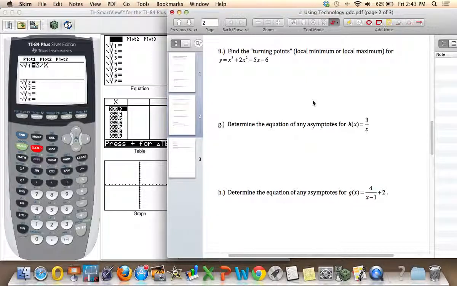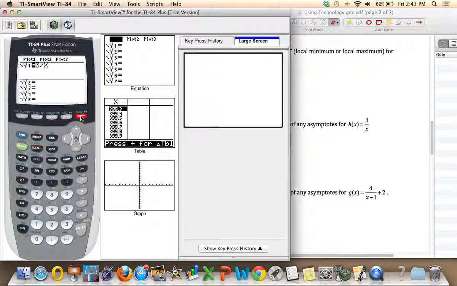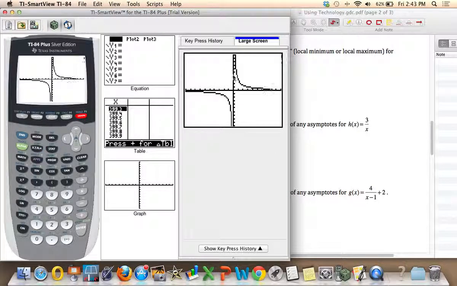Okay, in this next video, we're going to try to find the equation of any asymptotes for h of x equals 3 divided by x. We've already got that entered into our y equals button here. Let's take a look at what the graph looks like. And we're seeing there's a horizontal asymptote here, y equals 0. We've also got a vertical asymptote here at x equals 0. In this case, it's pretty easy to see these asymptotes.